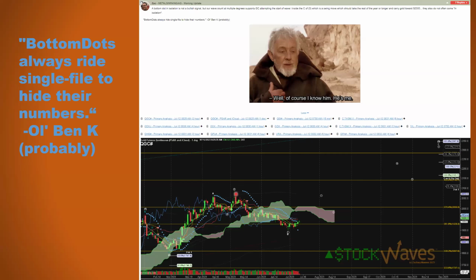This came up when I was just hunting for good posts from the rooms to illustrate the PSAR dots and the flips. Here's one where I was joking that they don't usually come as solitary units. So I used that quote from Star Wars of old Ben, but here we have that dot from back in July 2023 for the start of that move higher in gold.